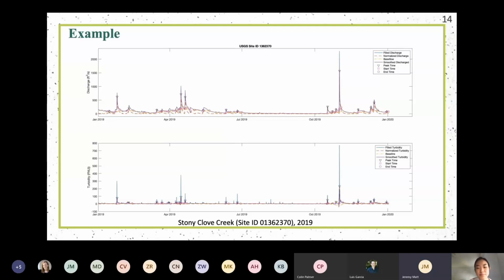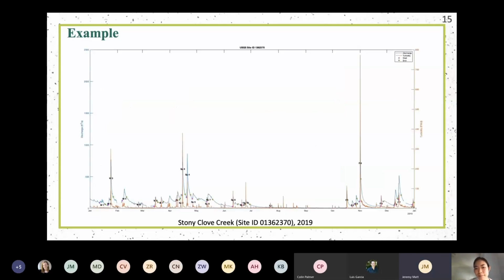This is an example of how the data would look in a year. This is Stony Cliff Creek of 2019 with discharge and turbidity time series and all the manipulated data curves in one plot. This is the discharge and turbidity time series in the same graph, and the graph is marked with the start time and end time of the finalized events.